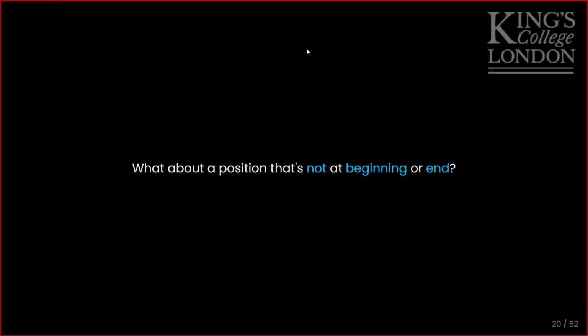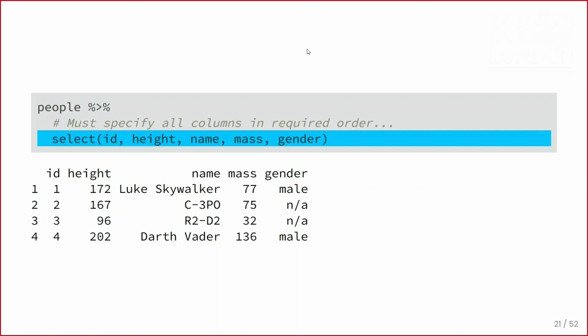Okay, what about inserting columns at positions that are not the beginning and the end? Well, this can be a little bit more challenging, potentially laborious. Basically, you have two options at least. The one is to specify all of the column names in precisely the order that you want them. This is fine for a narrow data frame like this one. But if it's a very wide data frame, then listing all those columns, well, it's going to be a real pain.